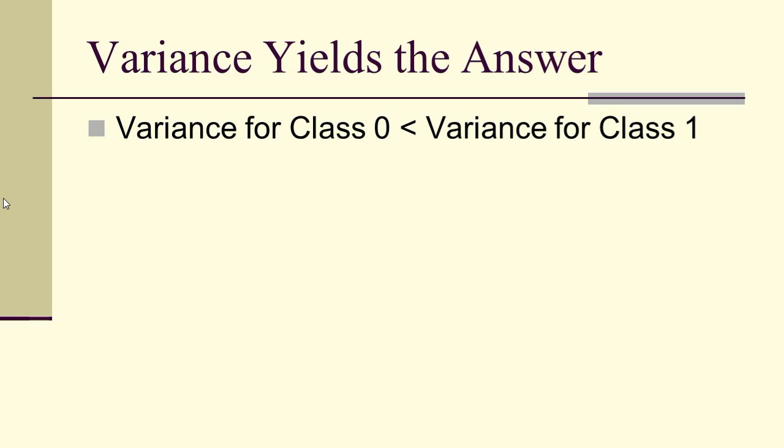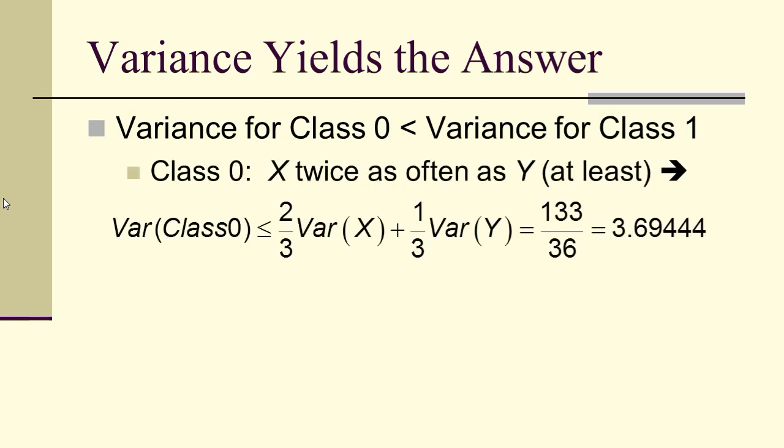The variance for class 0 should be less than the variance for class 1 because class 0 uses the lower variance die more often than the higher variance die. In fact, twice as often. So the variance of class 0 should be 2/3 of the variance of x plus 1/3 of the variance of y, which is 3.69. And that's the upper bound for the variance. So if we get a variance less than 3.69, they must be using the lower variance die, the green one, more often than the gray one. And therefore their preference is for the green.